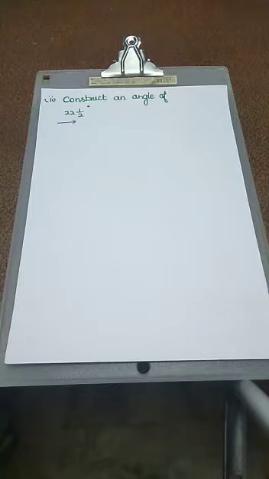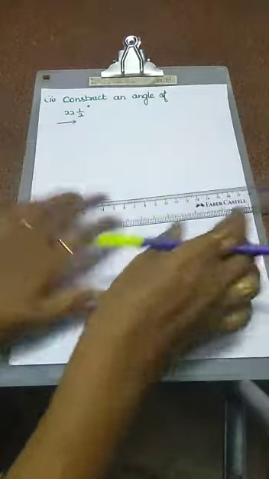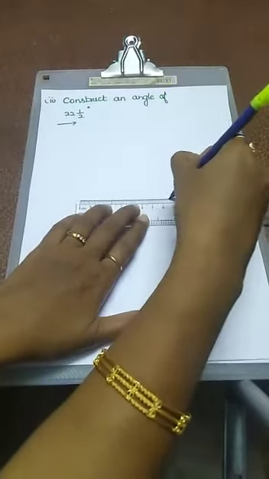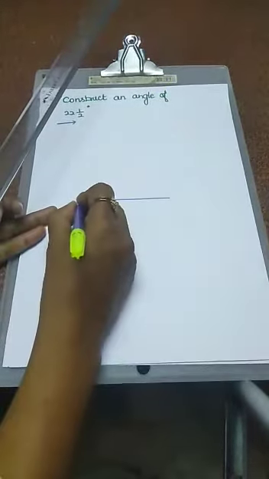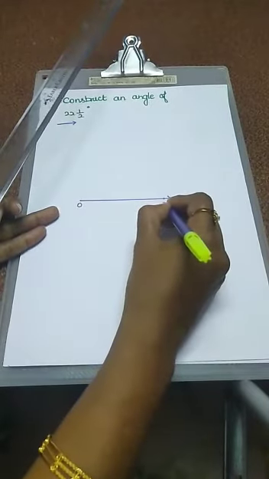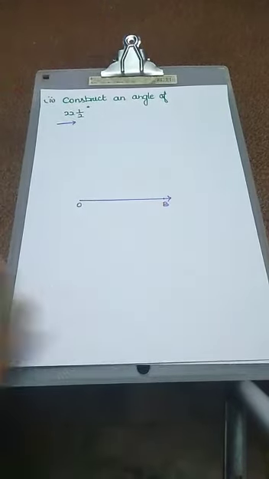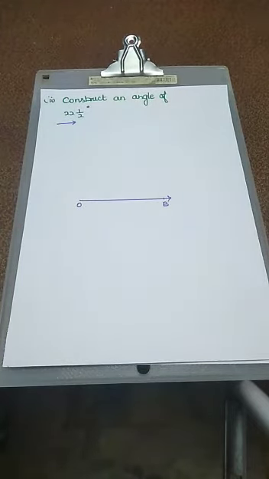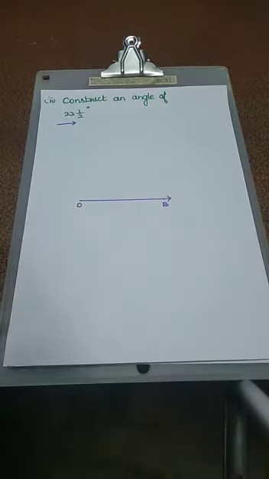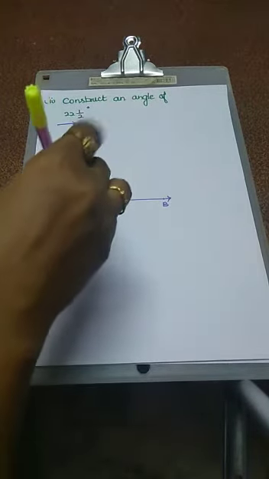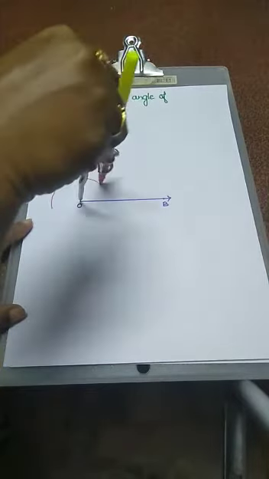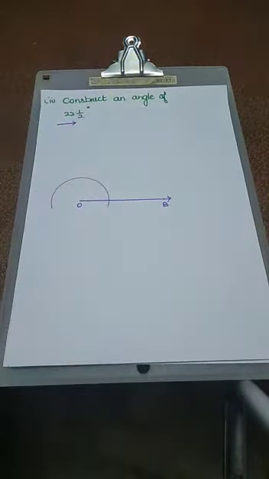Construct an angle of 22.5 degree. First for this we have to draw angle 90 degree. The same procedure only. First we have to draw one ray. This starting point is O and the next one is B. So OB is one ray. Next we have to take a compass and choose minimum radius. With O as center, draw a semicircle. We get one intersecting point.